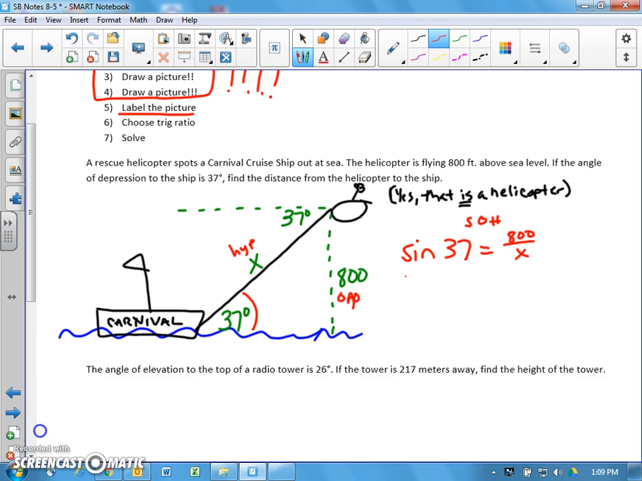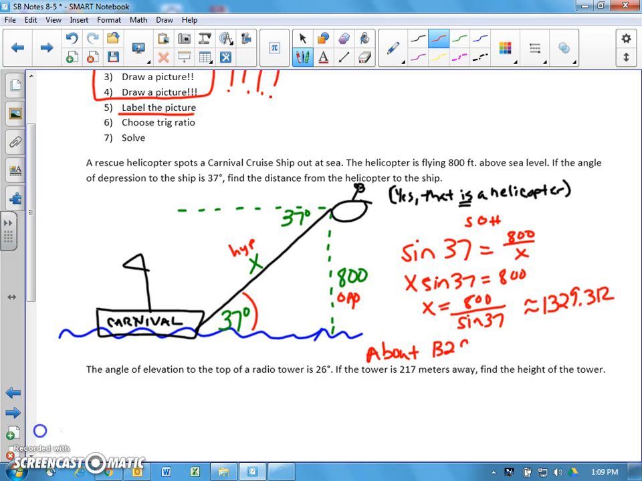Solve: I'm going to multiply x up, and then I'm going to divide by sine of 37, and type that in my calculator. My calculator is going to tell me that this is approximately 1029.312. So to answer the question, I would say that the helicopter is about 1,329 feet from the cruise ship.